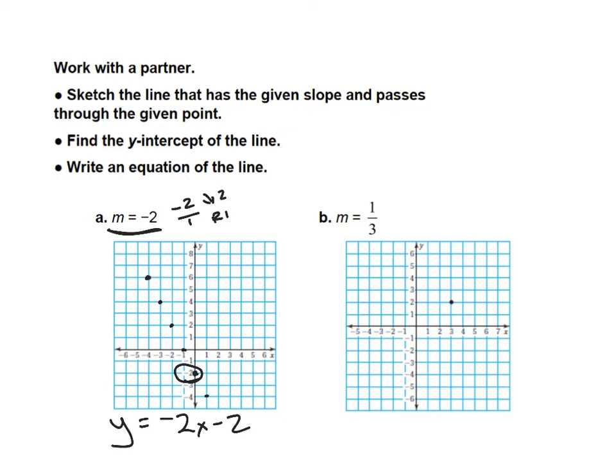Let's do it again. Slope of 1/3. So I'm going to go up 1 and to the right 3. Here's my point. And I'm going to keep going until I get a y-intercept. Up 1 to the right 3. Well, if I go that way, I'm not going to get it. So I'm going to go down 1 to the left 3, and there it is, my y-intercept. So y equals 1/3 x, because there's my slope, and my y-intercept is +1.